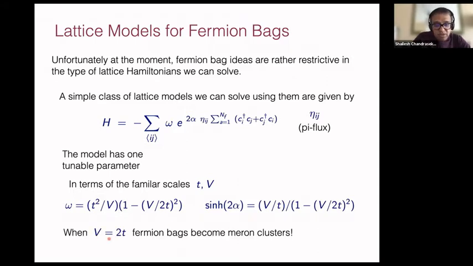When V equals 2t, notice that this diverges. So alpha actually becomes infinite, but that's just a coordinate singularity. The Hamiltonian is still very well defined. And in that limit, the fermion bags actually nicely become Meron clusters. So this is a class of models where, when alpha equals infinity, the algorithm is extremely fast and efficient. But then, of course, that's not the place where all critical behavior occurs. You have to change alpha, and then you can still maintain efficiency and do the calculations using fermion bags.